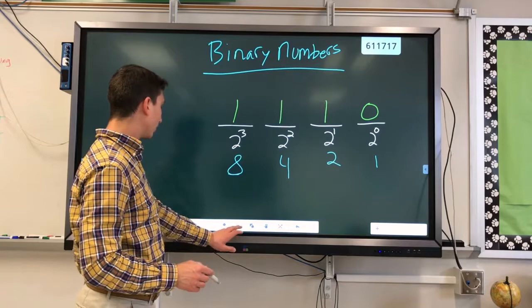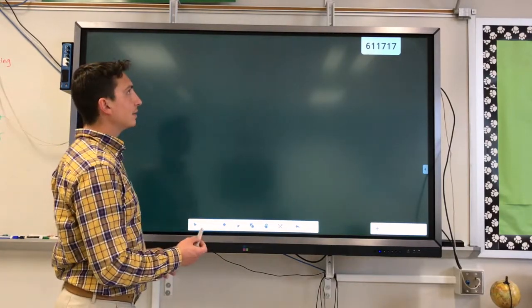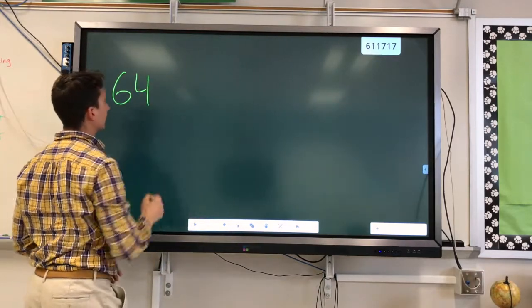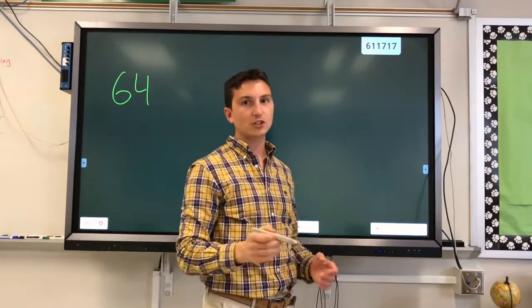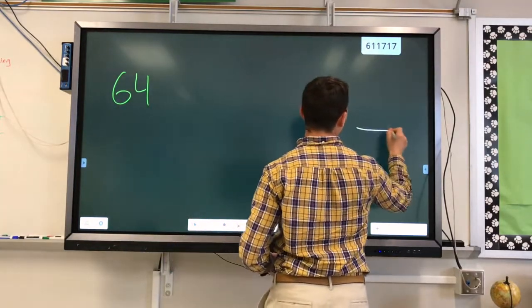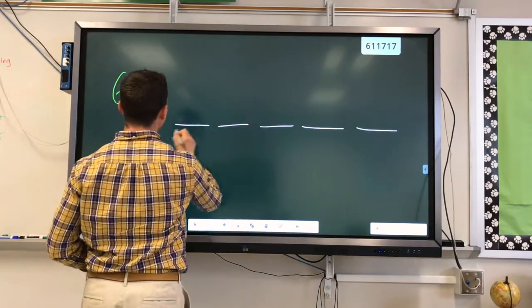Let's do another one so we can see that together. I'll pick a kind of easy one. Let's pick an easy one, 64. It looks harder because it's bigger, but it's actually easier. So I'm going to set it up just like I did before. I'm going to use my dashes, and let's say I don't know how many I need.